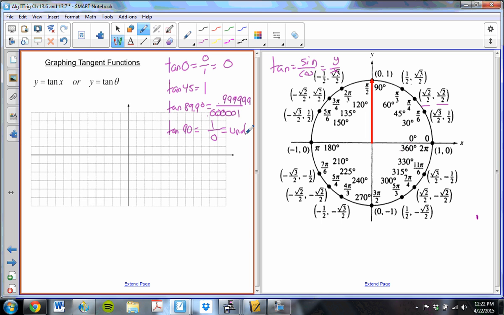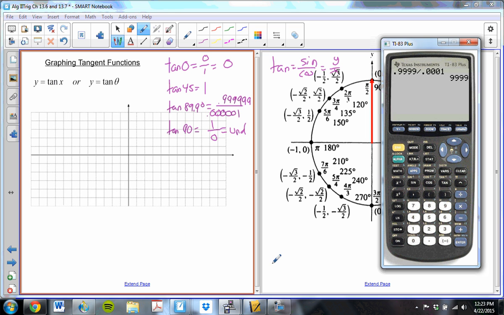If you try it in your calculator, it'll give you an error. I'm going to make sure which mode I'm in. I'm in degrees, so I do the tangent of 90. And it says domain error, it's undefined.